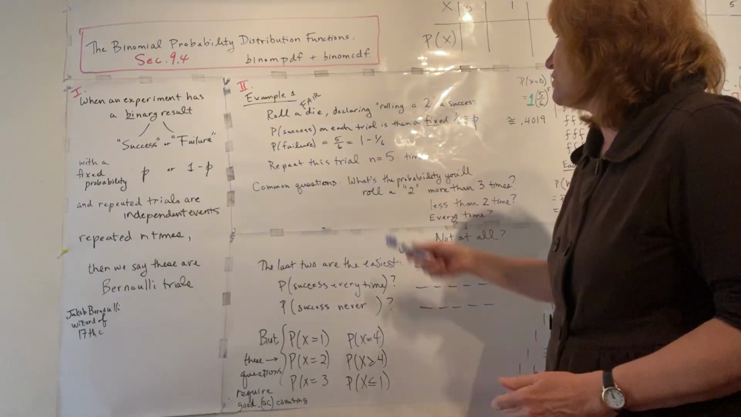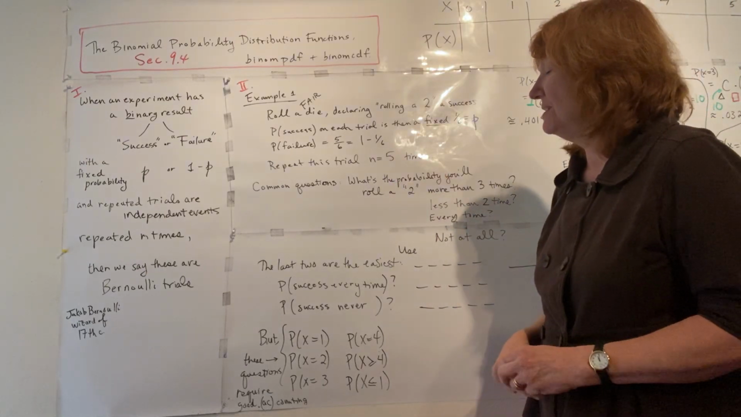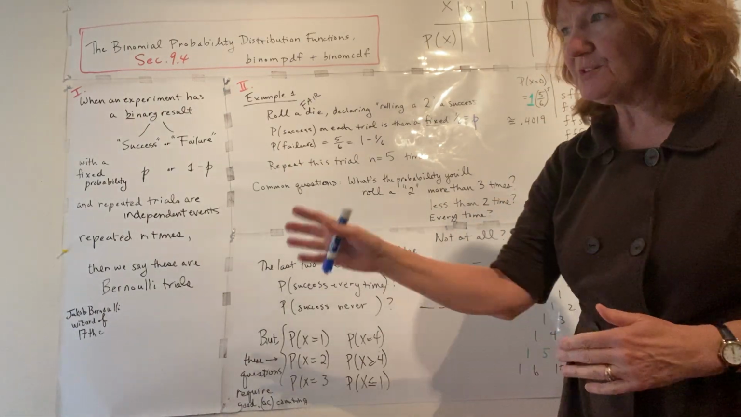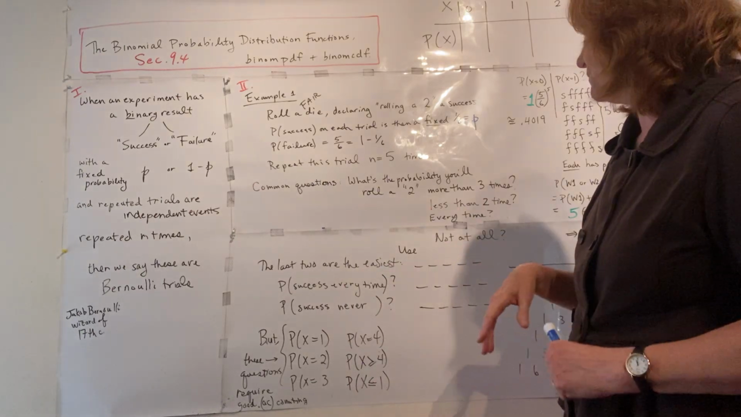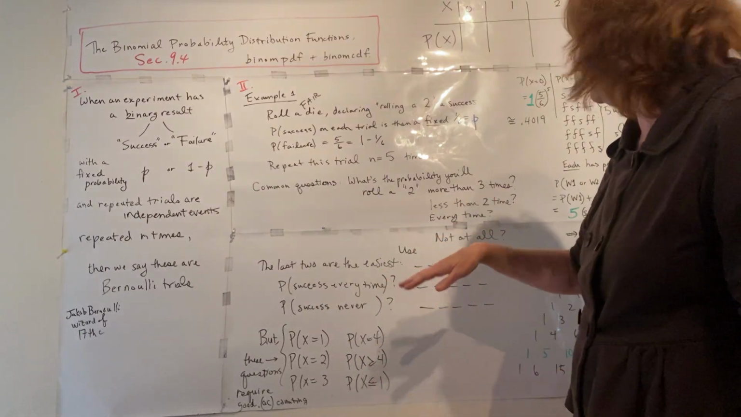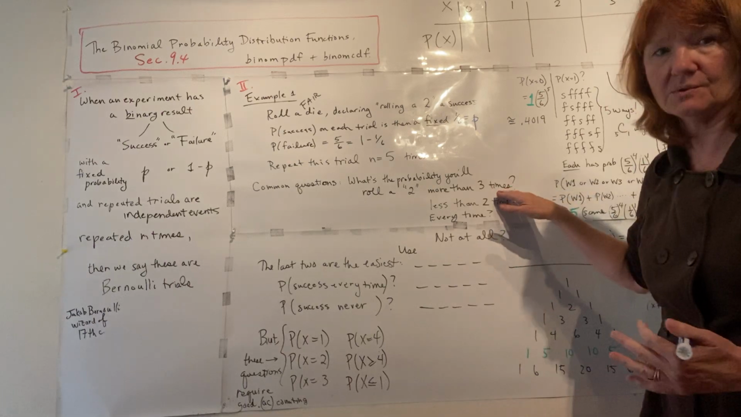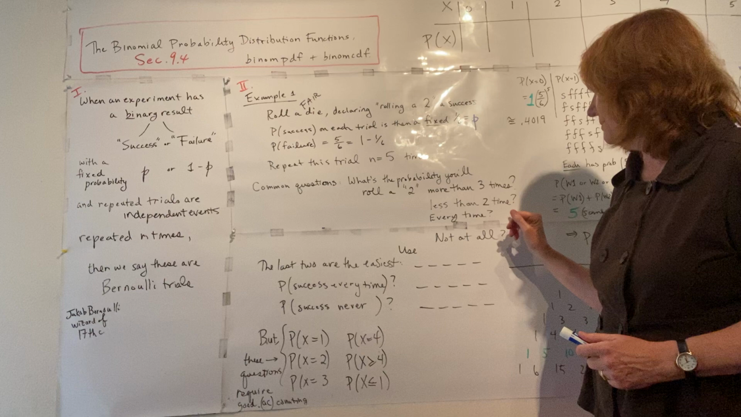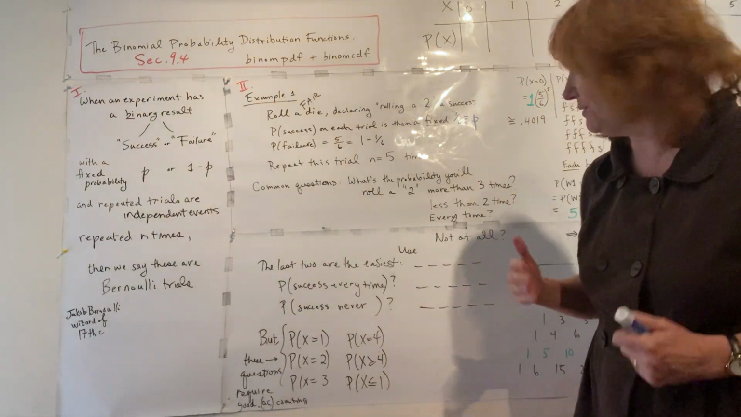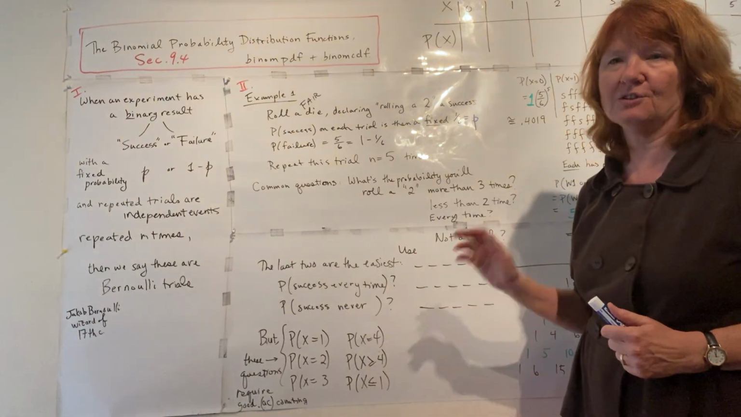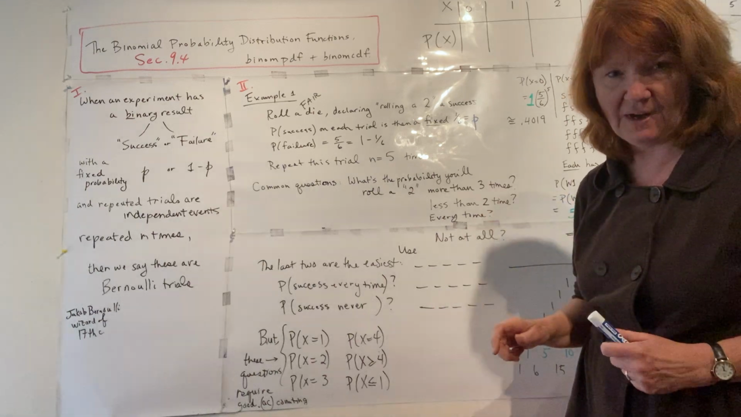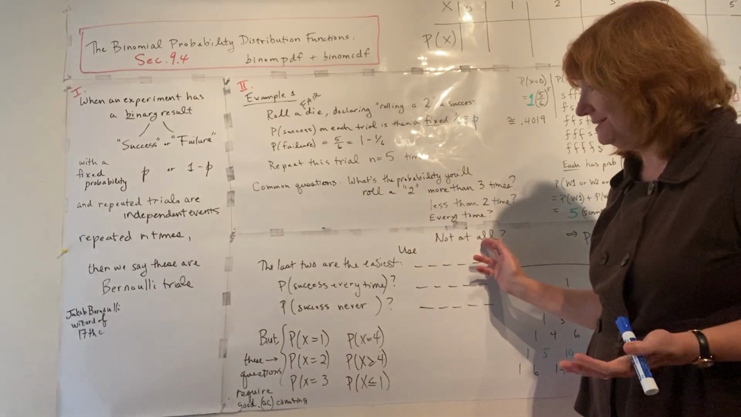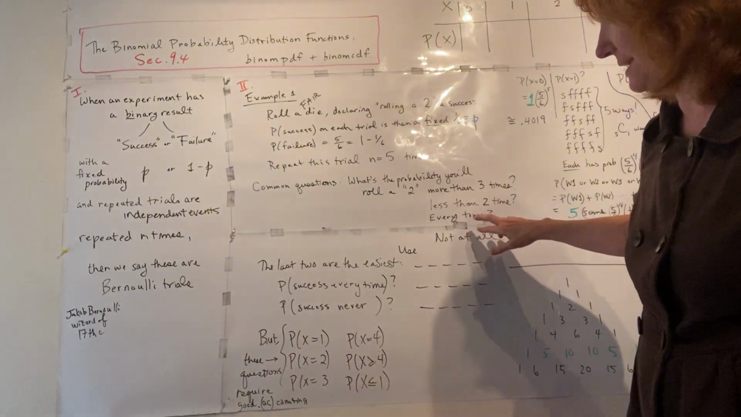So if you repeat this trial 5 times, a common wager could have been betting a certain amount of money that that person is going to roll that 2 no more than 3 times, or maybe less than 2 times. Or how about the probability that they're going to get a 2 every time they roll that die out of 5? What's the probability of that? Or not at all. Actually, those last 2 are the easiest.